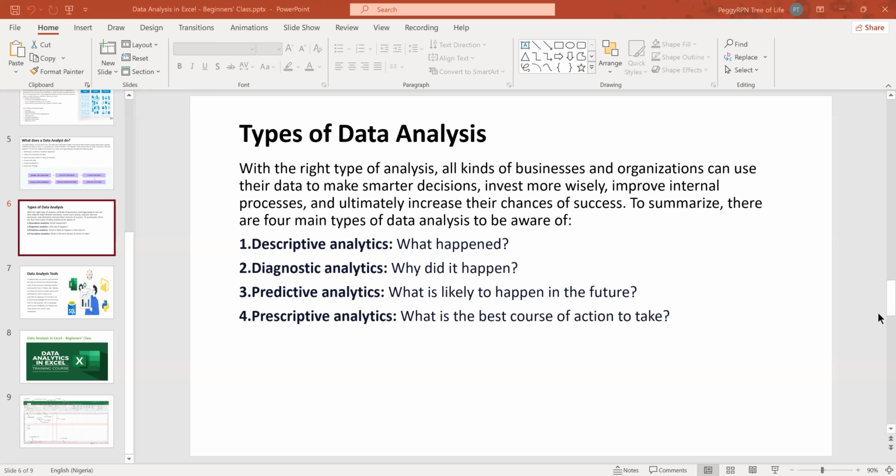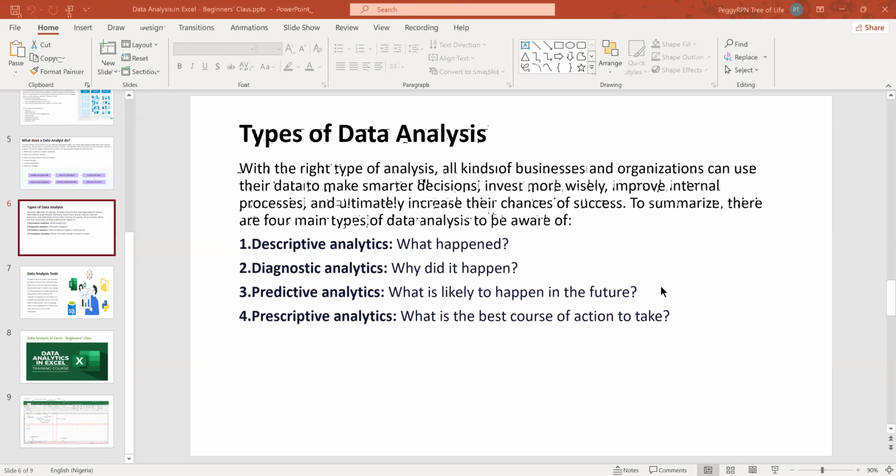From these types of data analysis you just mentioned, I discovered at the top it's types of data analysis. Then coming down, you're writing descriptive analytics, diagnostic analytics. So my question is, what's the difference between data analysis and data analytics? Okay, that's a very good question.